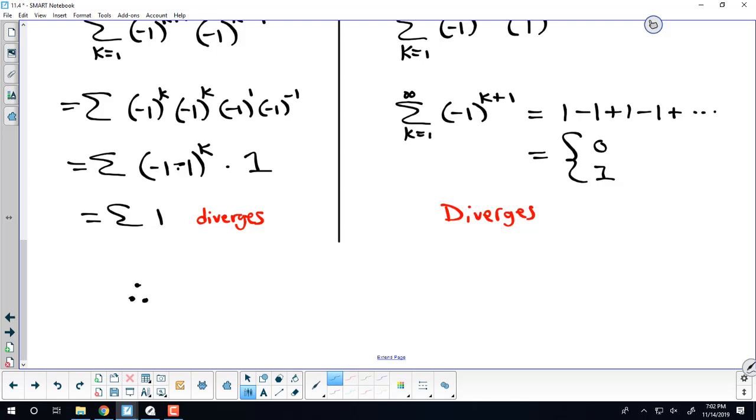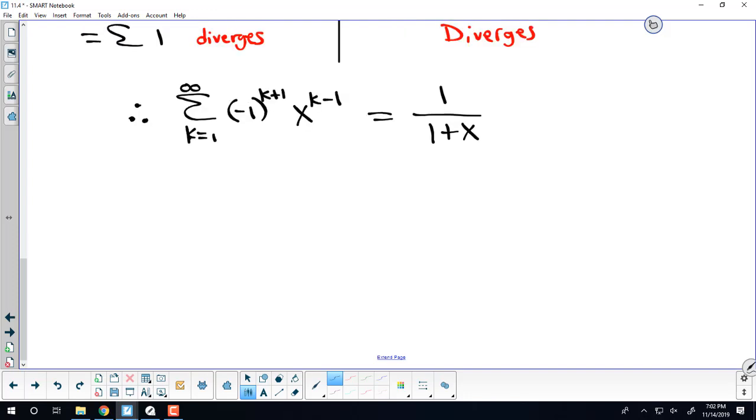Therefore, that series equals 1 over 1 plus x for x strictly in between 1 and negative 1. That is, for the absolute value of x less than 1.